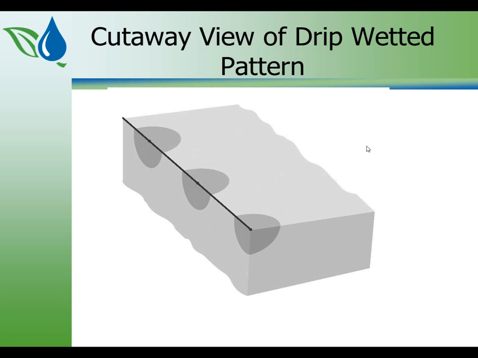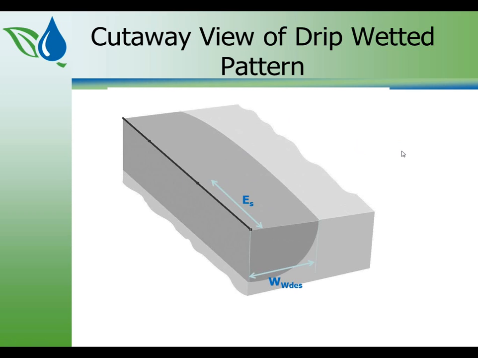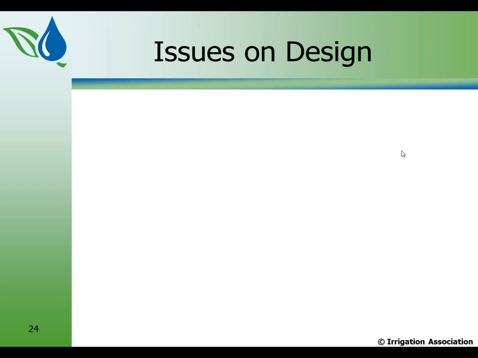If you look at it in 3D, this is what it looks like. Generally speaking, well, not always, but often we're trying to get this rectangular pattern. And it has some things that we are interested in. First of all, what's the emitter spacing, the distance between emitters? What's the width of the wetted pattern? What's the depth to which it has infiltrated? And what is the flow rate of the individual emitters? Those are the questions that we want to answer.